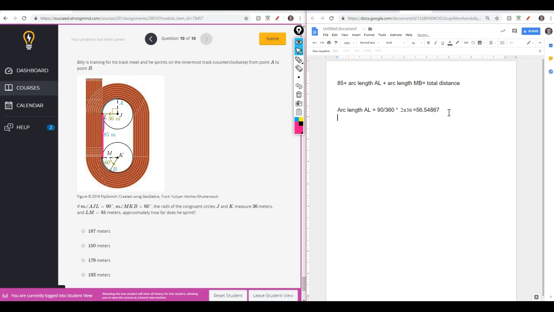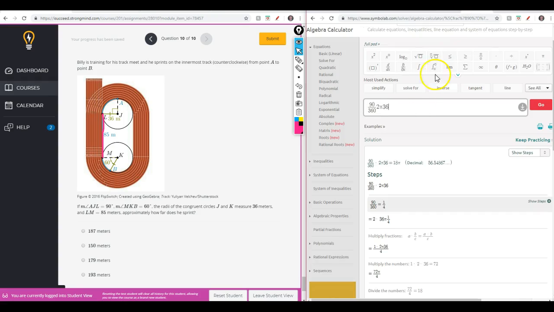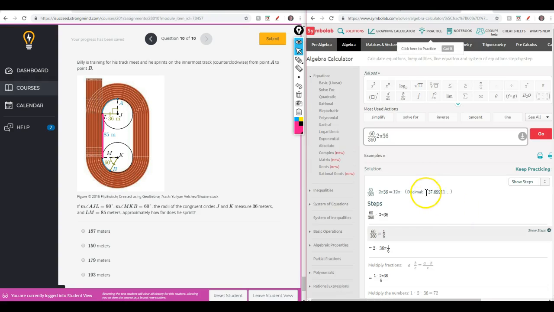Okay, so now we want to find the arc length of MB, and that's going to equal our fraction of the degrees covered, which is 60. So 60 divided by 360 times 2 pi times the radius, and it says the radii are the same. So I can just change that to a 60. That gives us 37.6991.